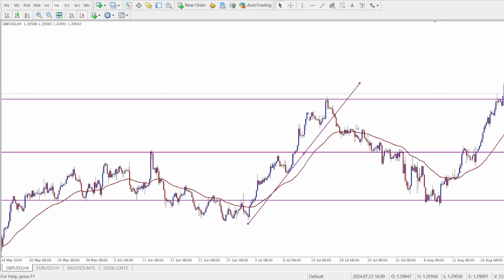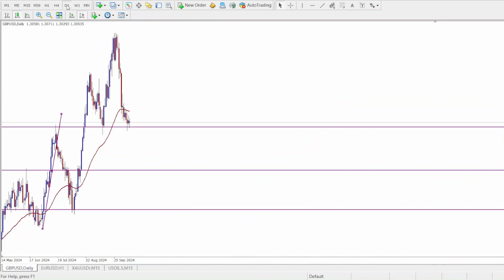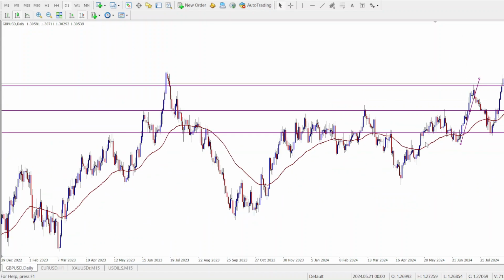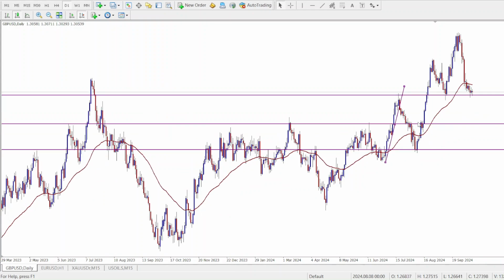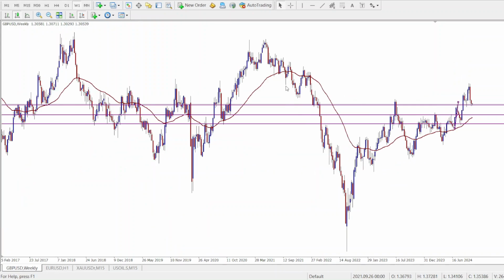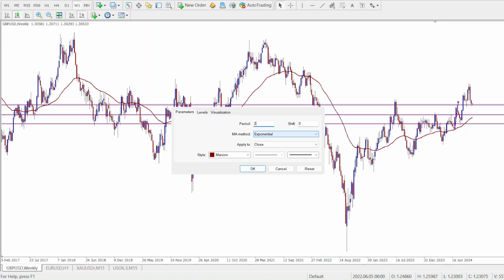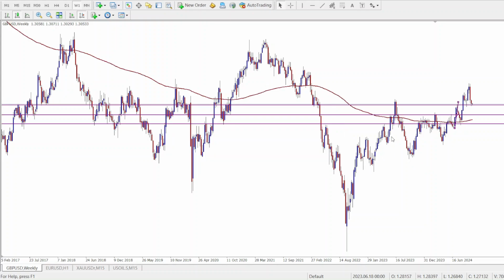Okay, and for the medium term swing trading, you can use the daily time frame. You can use that to do your analysis, the daily time frame. The weekly time frame is for long-term swing trading, and then the settings is 200 EMA. 200 EMA is the settings for the long term.